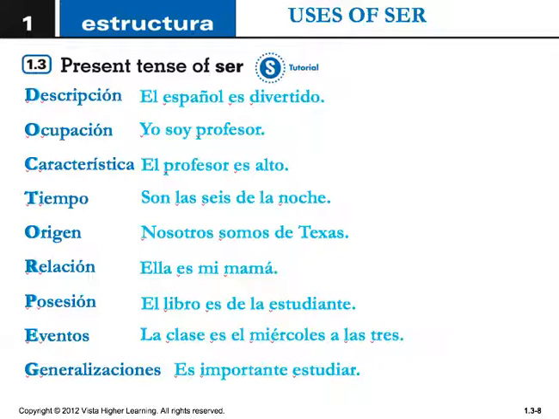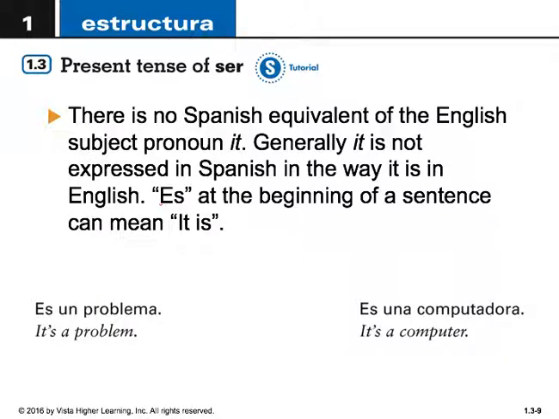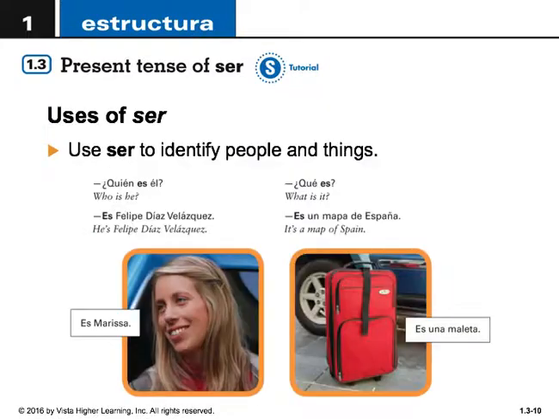Generalizaciones, or generalizations, es importante estudiar. About the generalization one, and a few of the other uses of ser, there is no Spanish equivalent of the English subject pronoun it. Generally, it is not expressed in Spanish the way it is in English. Es, at the beginning of a sentence, can mean it is. For example, es un problema, it's a problem. Or es una computadora, it's a computer.